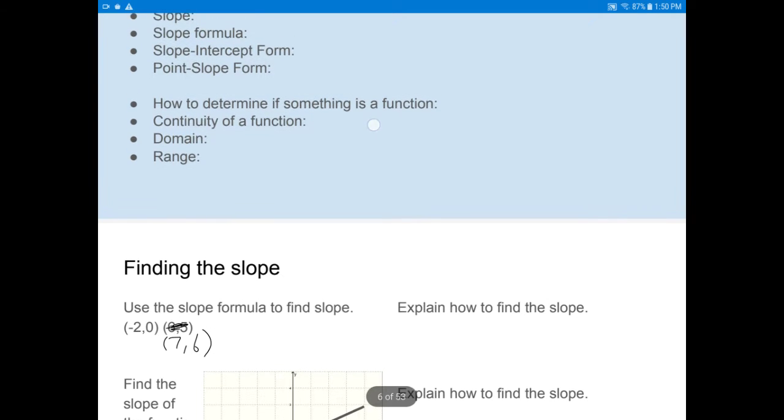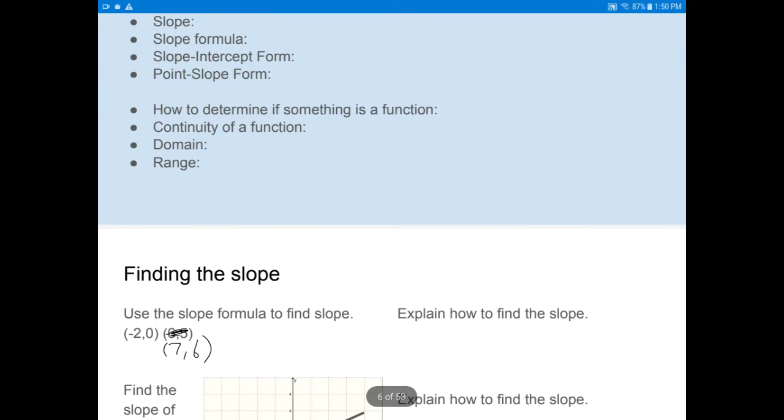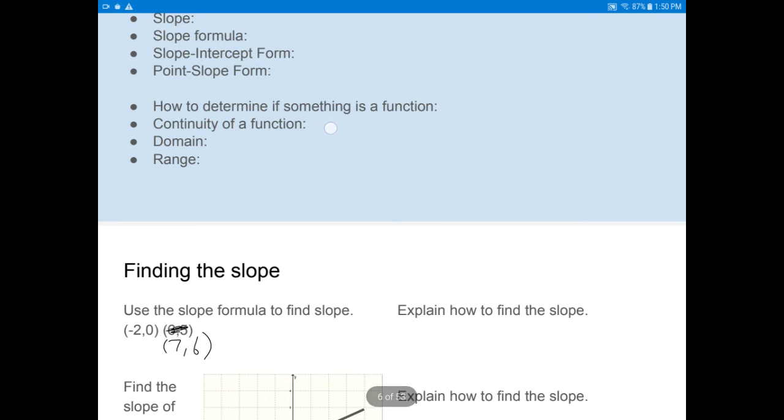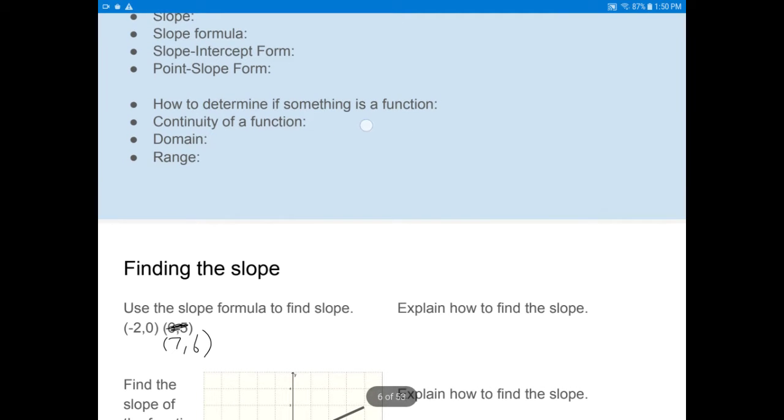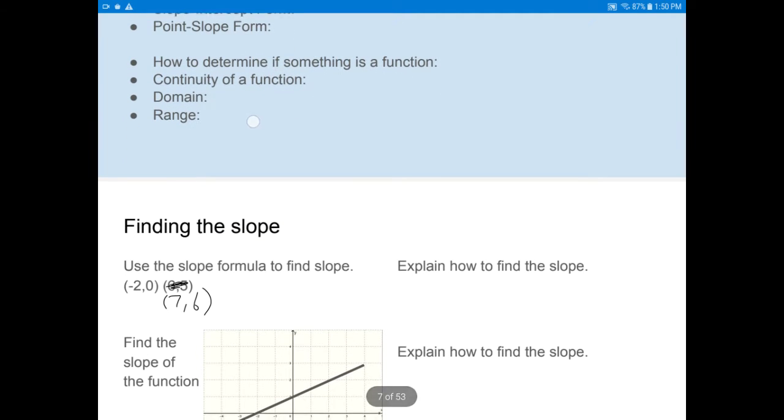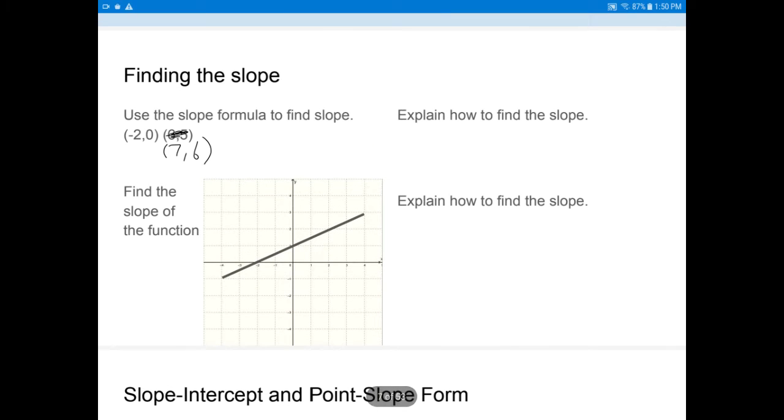Continuity, that's either if it's a straight line or if it's broken up. So if you can draw it with your pencil without picking it up, it's continuous. Domain is the x values, range is the y values.